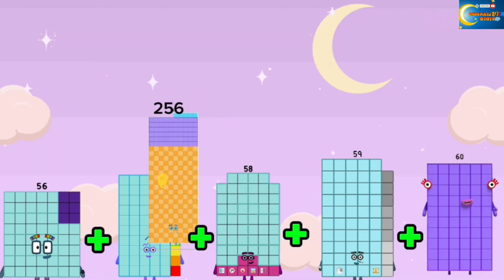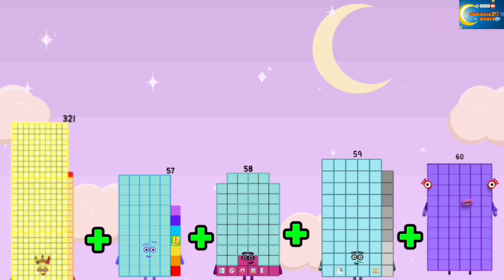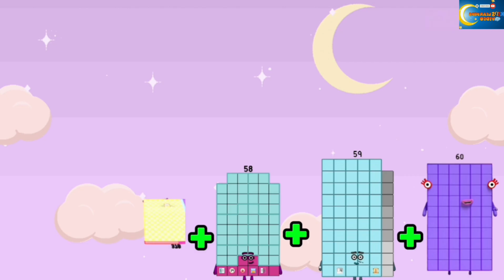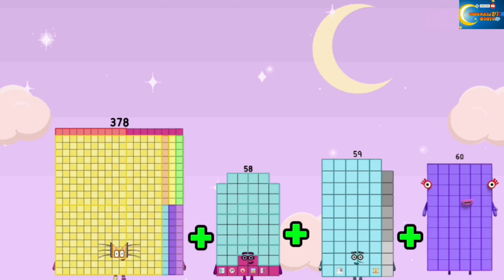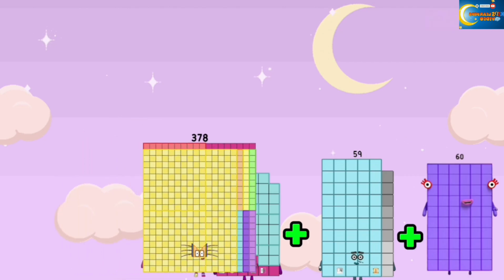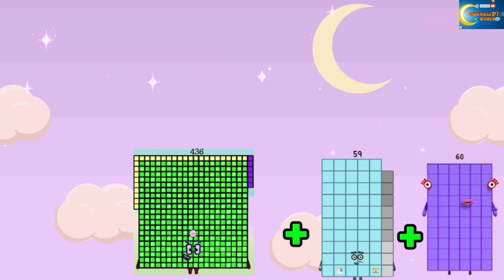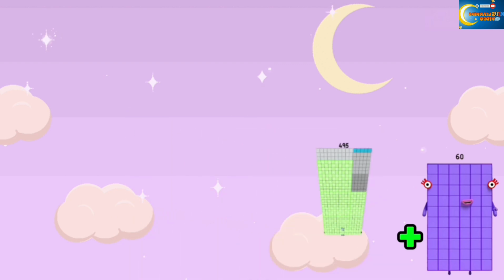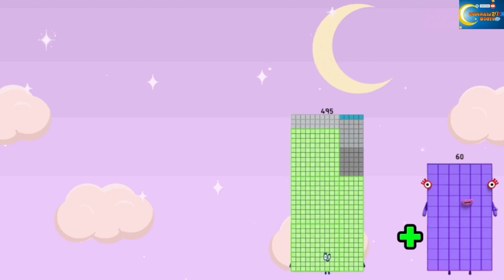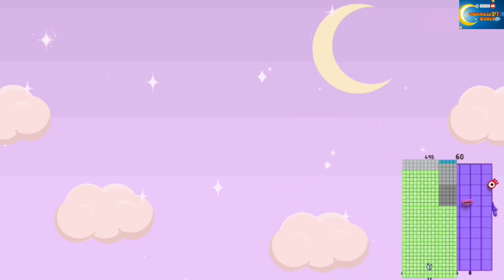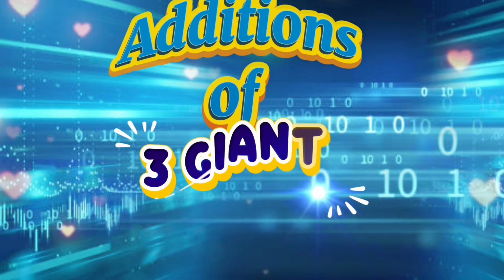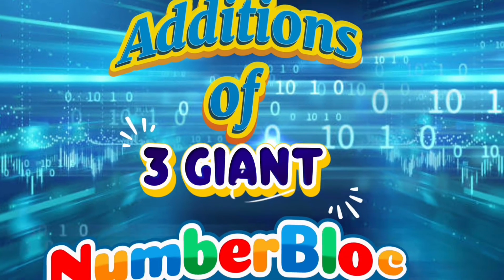256 plus 56 is equal 321. Let's repeat again. 321 plus 57 equal 378. 378 plus 58 equal 436. 436 plus 98 equal 495. 495 plus 60 is equal to 455. Today we learn addition of 3 joints number block.